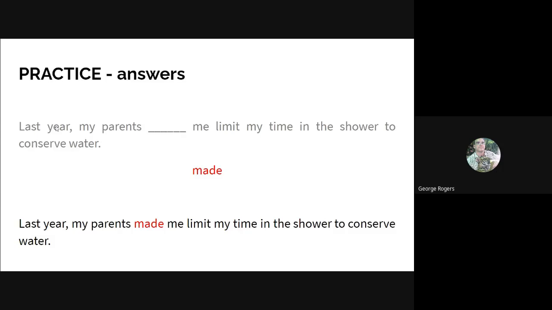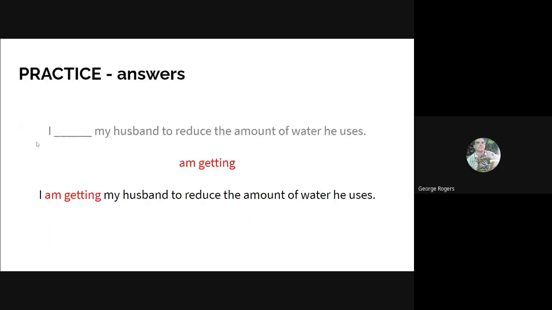Okay. Last year, or in the past, my parents made me limit my time in the shower to conserve water. So my parents made, because, again, last year here, made. It's got to be past. And we don't have a "to," so that eliminated "got" at the end. Next one.